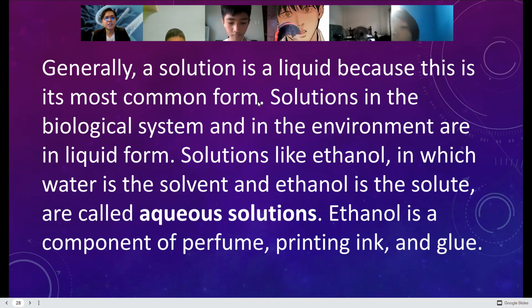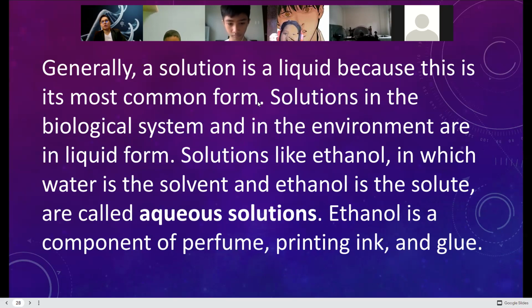Again, solutions in the biological systems, even in the systems of your body, are in liquid form, even in the environment. Solutions like ethanol, in which water is the solvent and the ethanol or ethyl alcohol is the solute. Just like your rubbing alcohol. Your rubbing alcohol is of two different kinds. We have ethanol or ethyl alcohol and isopropyl.